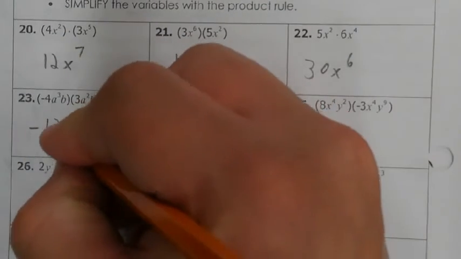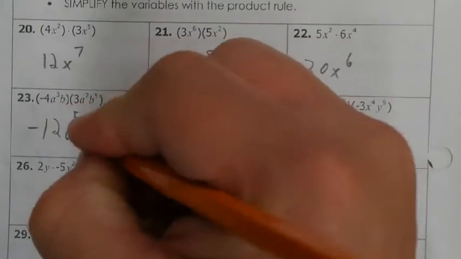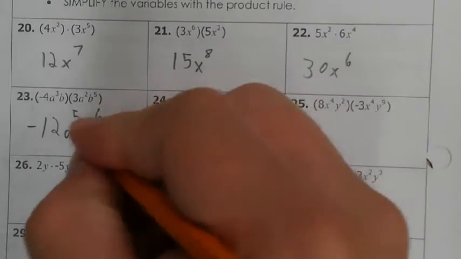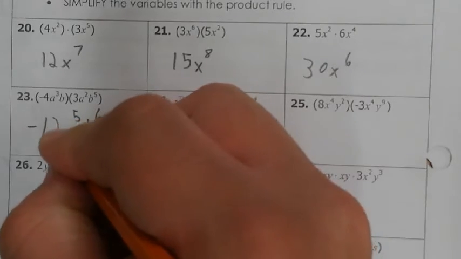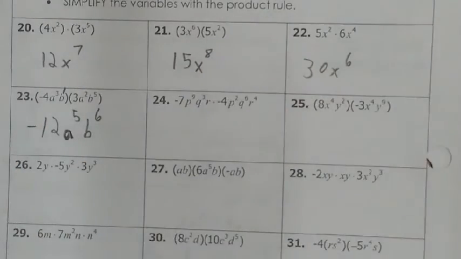So we would add the A's together. What would the A change to? A to the 5th. And what would the B change to? B to the 6th. And where did you get the 6? The other B should technically have a 1 above it. Very good, because there's technically a 1 there.